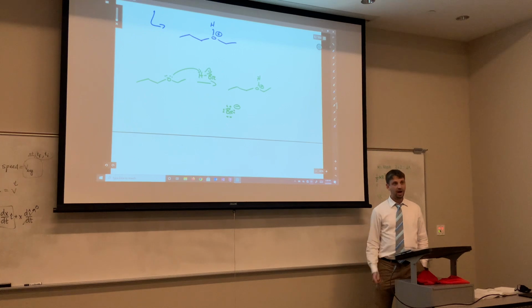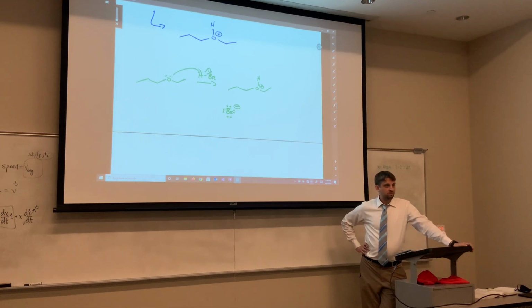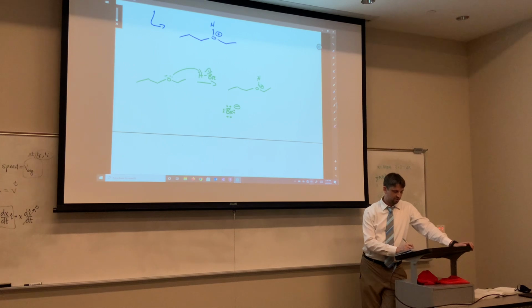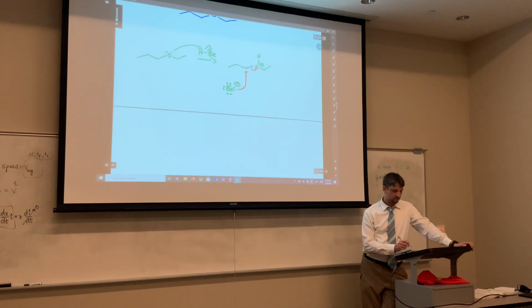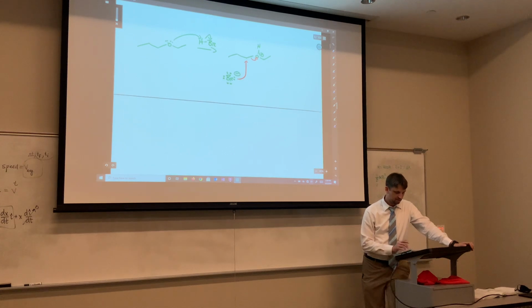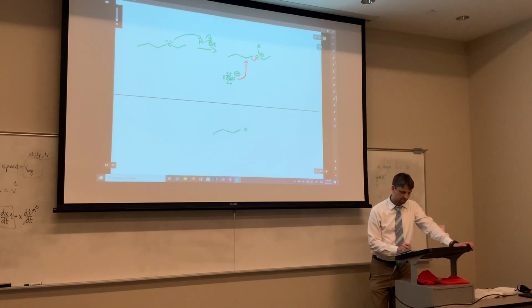Got it? How is it going to leave? Gotta give it a reason to leave. There's only two ways leaving groups leave, right? Someone kicks them out the door, or they just decide to leave on their own. If someone kicks them out the door, something attacks while something leaves, right? Got it? What type of mechanism is this? SN2, right?